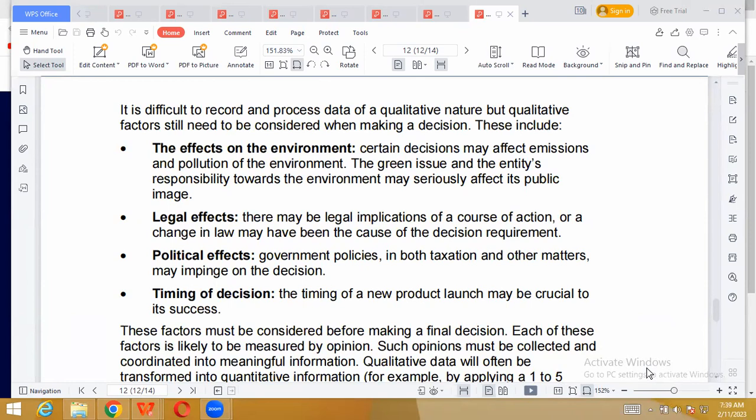For example, the organization might consider the effect on the environment. This is qualitative. The organization may consider the legal effect of the course of action that will be undertaken. And also the political effect. The timing of the decision is also regarded as qualitative. Anything that is not expressed in numerical terms, or which is not in financial terms, is regarded as qualitative. So you need to differentiate between quantitative and qualitative.